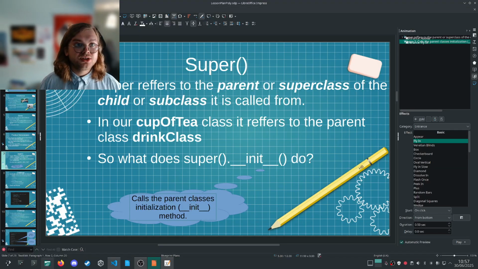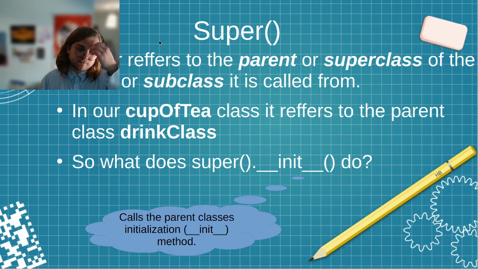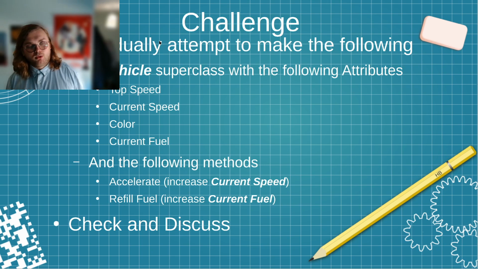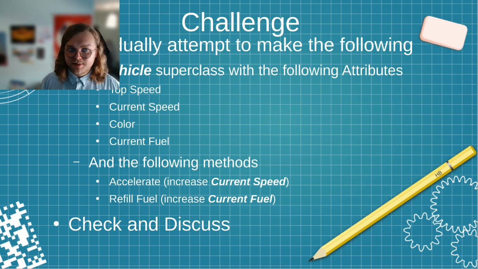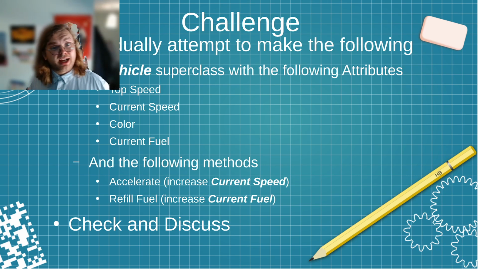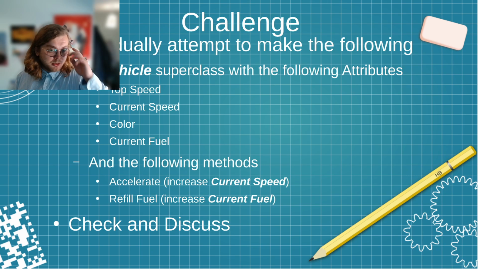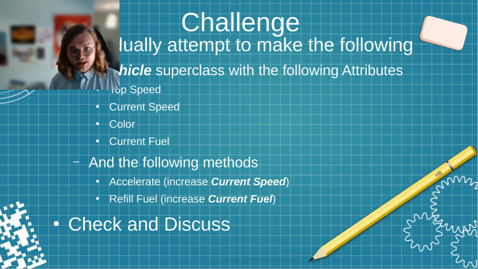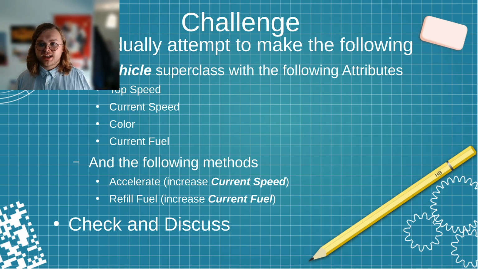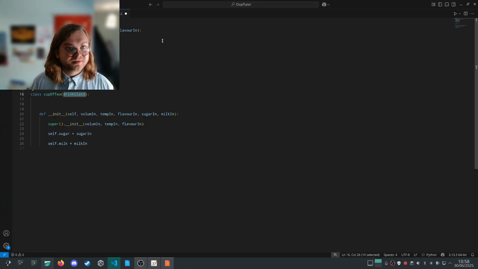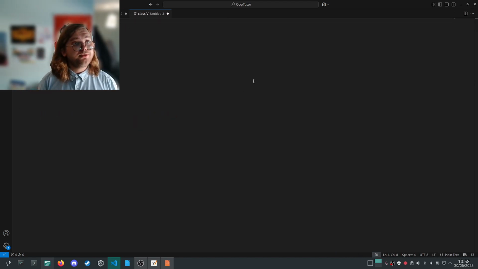Okay, so now this is a challenge for the class. First of all, I want them to make me a vehicle superclass that has the following attributes and the following methods. So it has to have a top speed, a current speed, a colour and a current fuel. And I want it to have methods to increase current speed and to refill fuel. Now this is an excellent test of whether they can remember the self rules from last lesson, as well as just a bit of practice in making a class in Python. So let's go through it and do it ourselves alongside them.